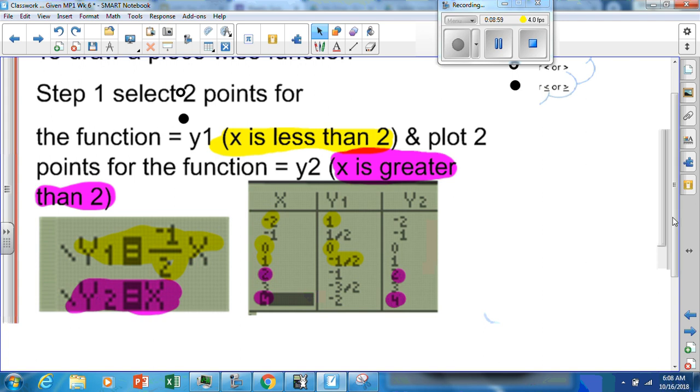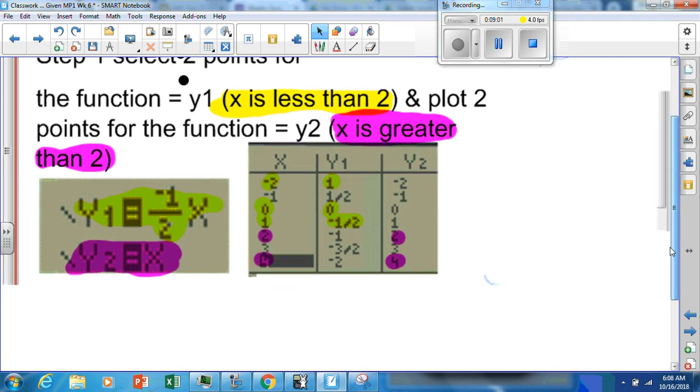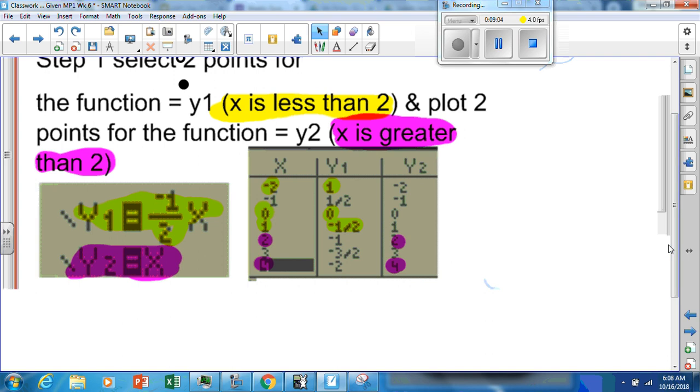So what I've done is I've used some color to denote the values. When we talk about less than 2, we're looking at things that are 1, 0, and -2. When we talk about greater than or equal to 2, we're talking about 2, 3, 4. So hope that is not super confusing.